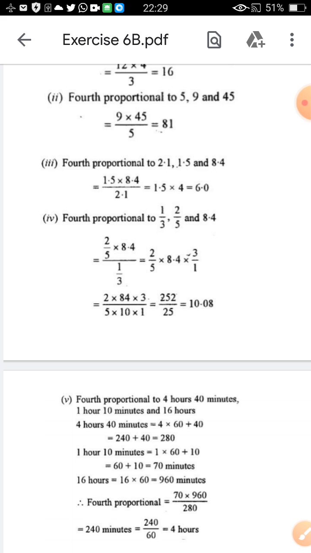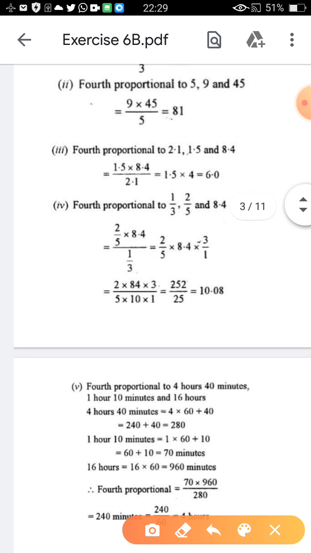Keep it in mind, when units are not the same, we have to convert them to the same unit. The fourth proportional is not given, so find the fourth proportional to 4 hours 40 minutes, then 1 hour 10 minutes, then 16 hours. So the fourth proportional is not given, so we can take it as x if we require, or we can write it in the sentence only. Here I have written fourth proportional, or instead of this we can write x also.